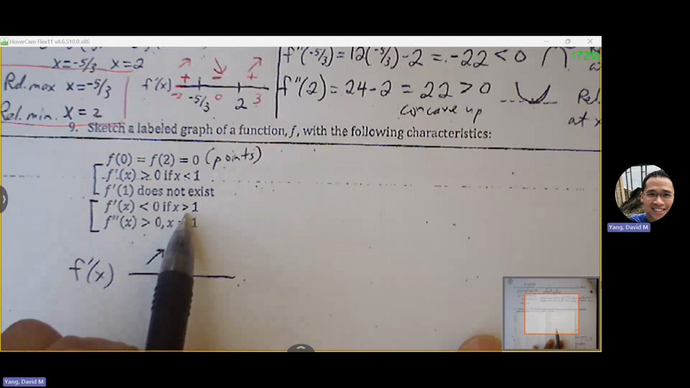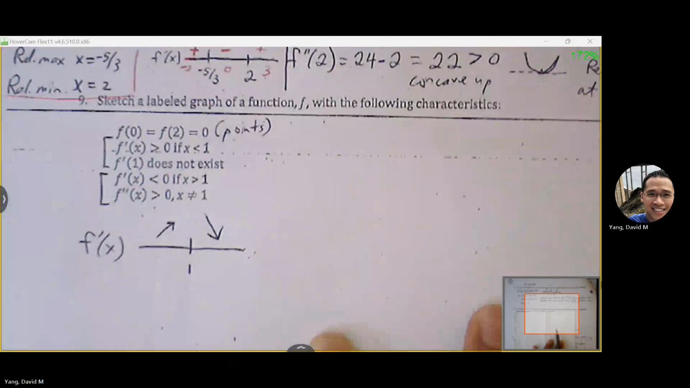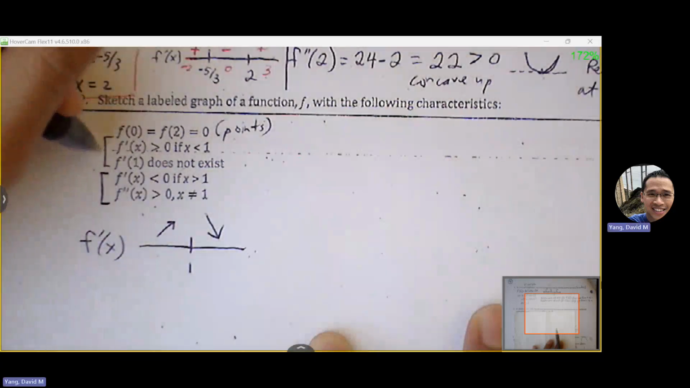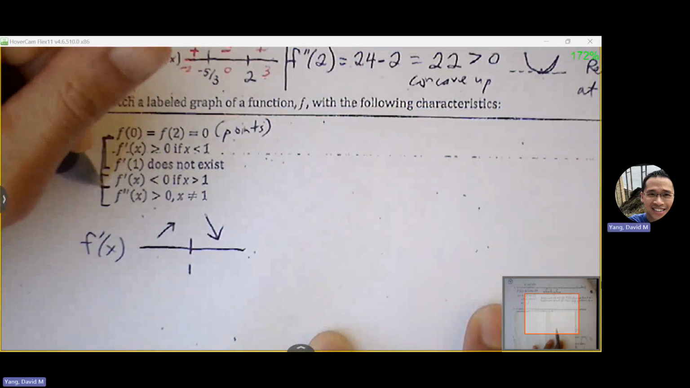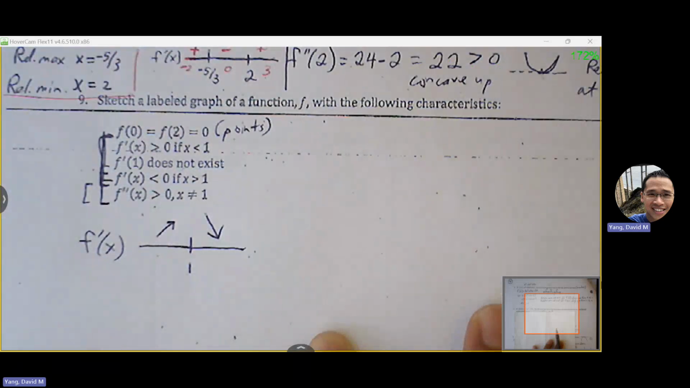Negative slope. Where? To the right of 1. Yeah, negative slope to the right of 1. All right, last statement, f double prime of x. The second and fourth statements were all with the first derivative. The last statement is the only one that's with the second derivative.